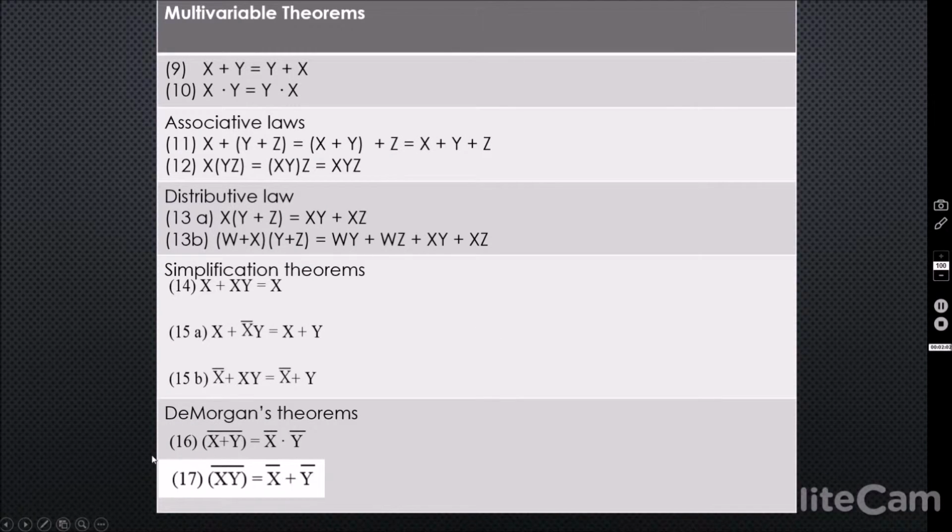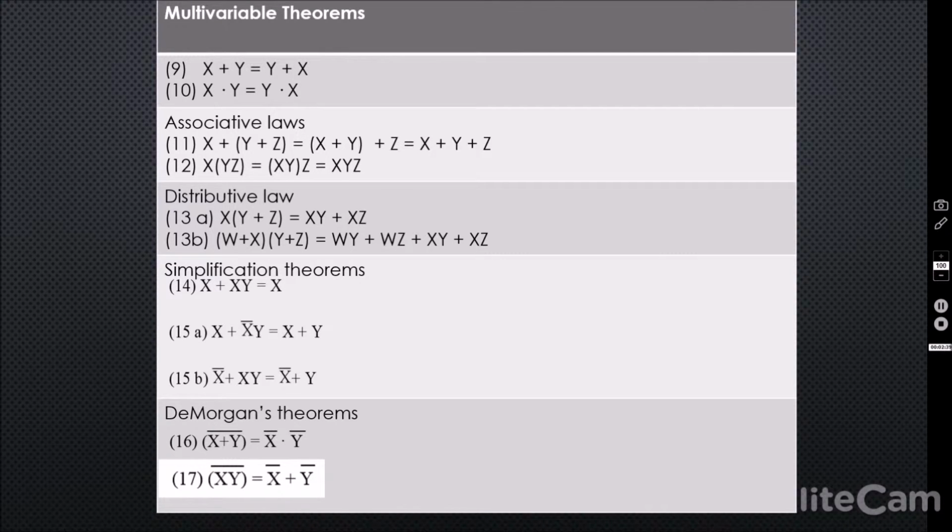Multivariable theorem. X or y is equal to y or x. X and y is equal to y and x. X or (y or z) is equal to (x or y) or z, which is equivalent to x or y or z. X and (y and z) is equal to (x and y) and z. Both of them are equivalent to x, y, z.